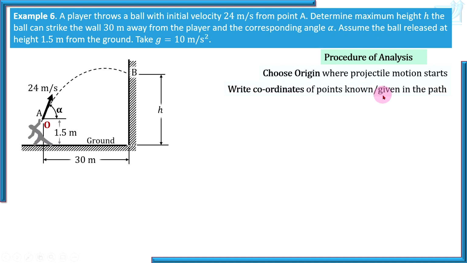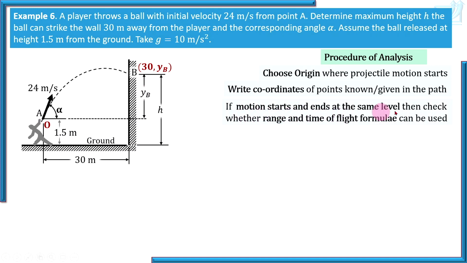Write coordinates of points known or given in the path. Coordinates are distances from origin. So check where the origin is, and then write the coordinate. What is the x coordinate of point B? It is 30, and the y coordinate is yB. It is unknown. But you are asked to find h, the height. No problem. We will complete the calculation, because in equations of motion or in the equation of path, y coordinates are involved and not height.